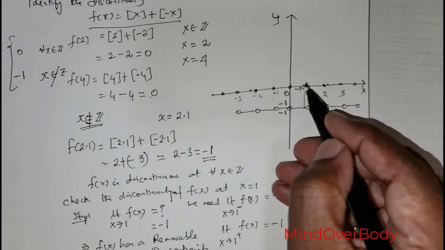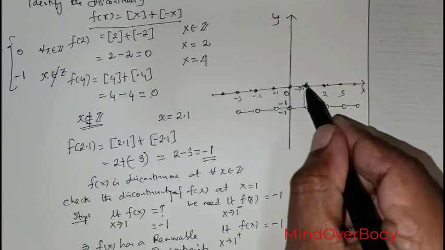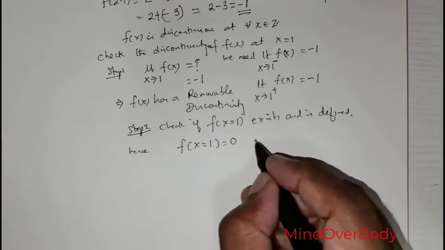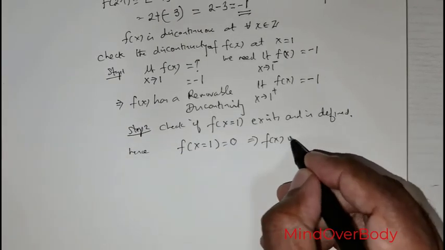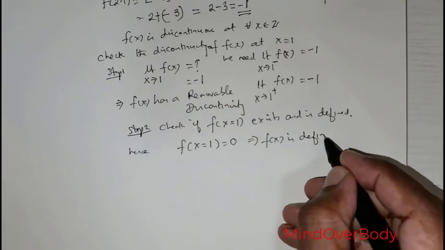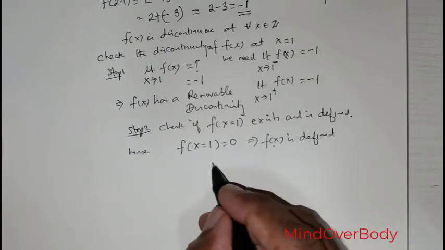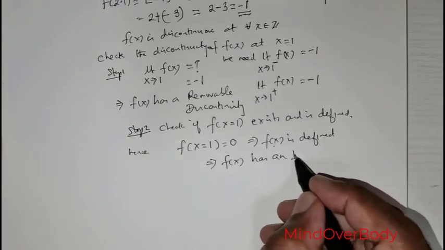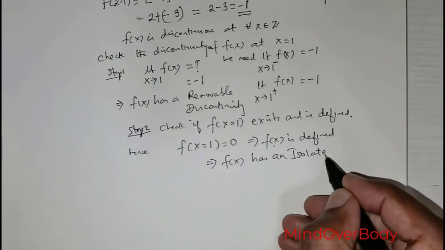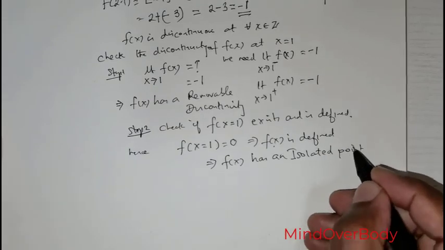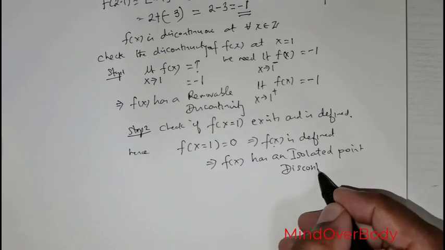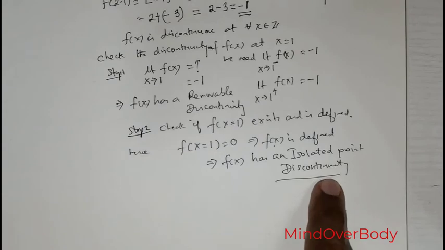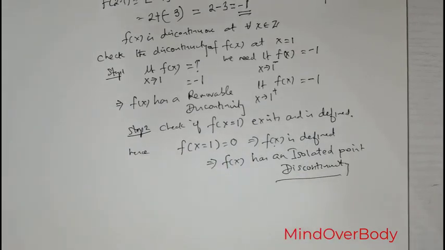When x is equal to 1, this is the point, right? So the function takes the value 0. So this would mean f of 1 is defined. Now, if f of 1 is defined, this would mean f of x has an isolated point discontinuity. So you need to come all the way to here in completing the solution for this question.